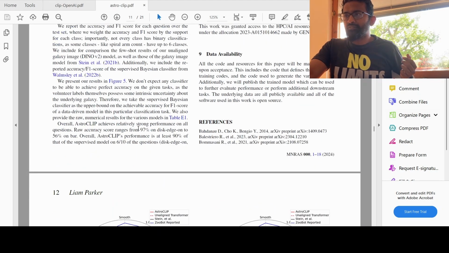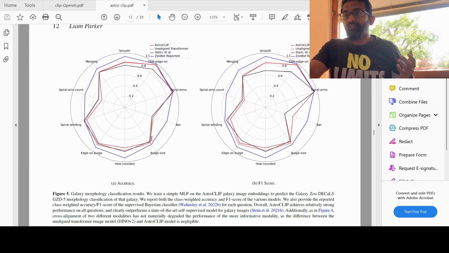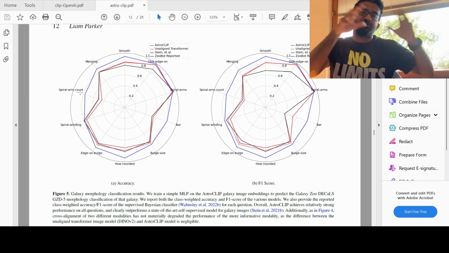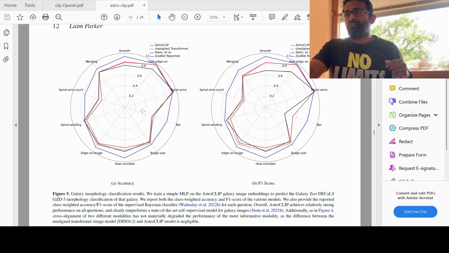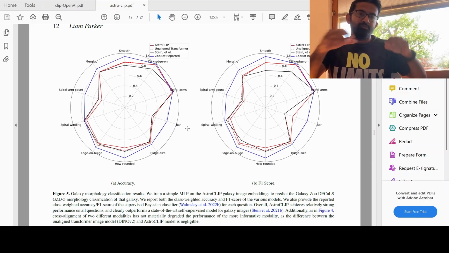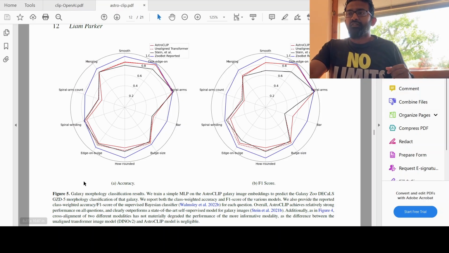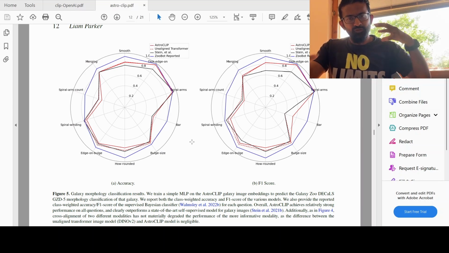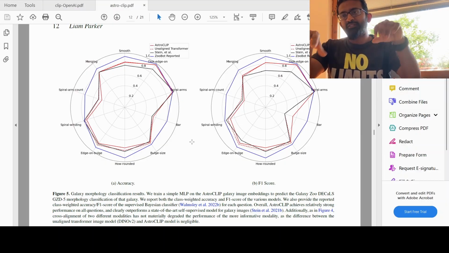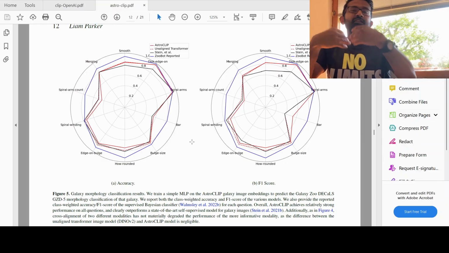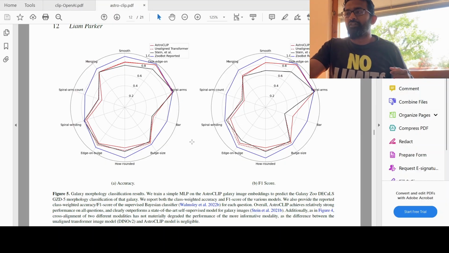Let me show you the picture. Here's a very nice picture of this. Yeah, exactly. So you have these different morphologies of galaxies, right? From their shapes, you could do some classification, like spiral arms, bar-shaped, if it has a bulge, edge-on bulge, and you see that most of the time AstroCLIP performs at almost over 70%, 80%. So this is just really nice classification. So you have this pre-trained model, pass the images of galaxies, and then it could do a zero-shot classification.